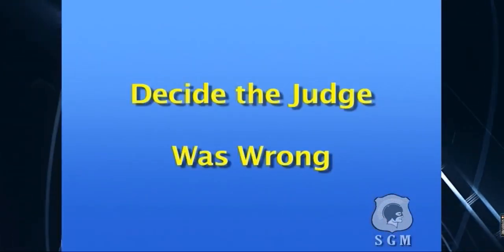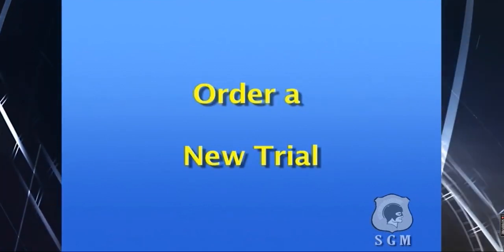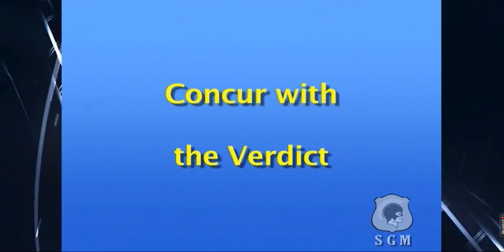Judges at the appellate court can usually only decide matters of law. In general, all of the facts in the trial record are assumed to be true. The appellate court has 3 options. It can decide the judge was wrong, it can order a new trial, or it can concur with the verdict.